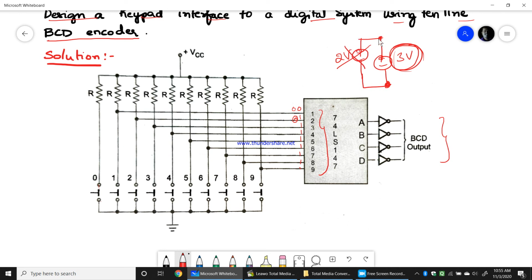Even though it is connected, the total voltage, if you measure across this node, it will remain as 3 volts only. And that is how you can create voltage drop in this sense, so that the priority will be given to that particular voltage which is higher in value. Okay, and this ends the discussion of encoder and decoder.